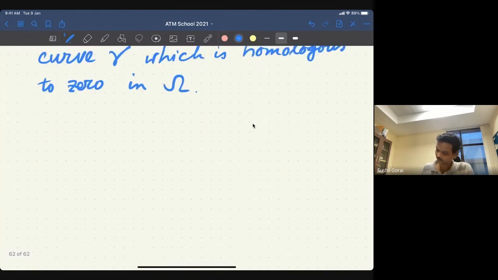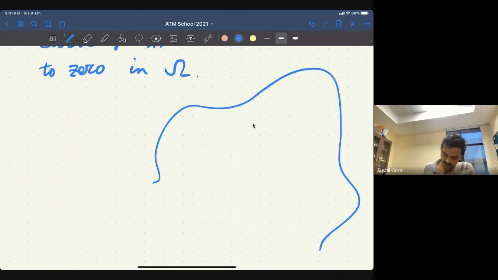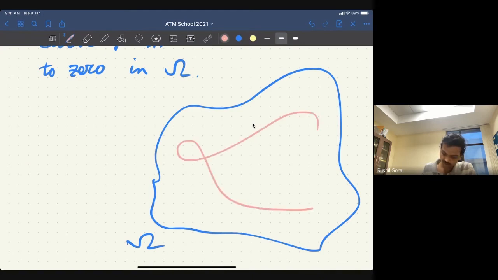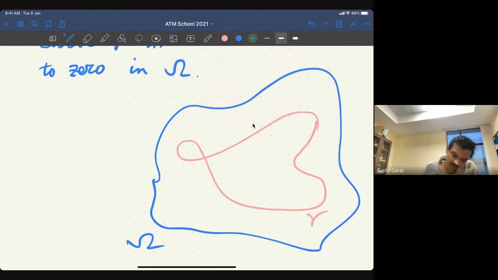This argument is actually very nice, so look at this carefully. Firstly, let me draw an omega and a curve inside. So this is gamma. The next thing one would do is put a net of squares on this.